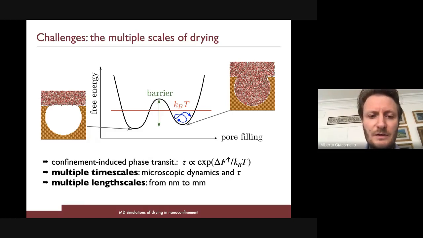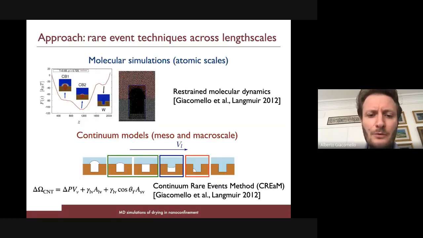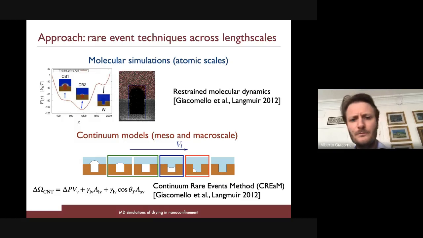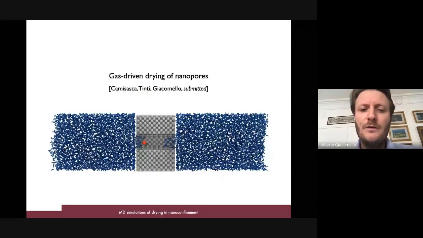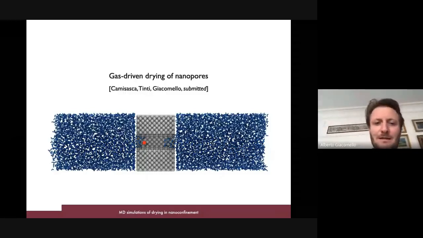of the transition itself. We have elaborated also analogous methods for continuum models. So today I will talk about how drying of a cylindrical nanopore in a hydrophobic cavity proceeds in the presence of a gas molecule, to put a little bit of spice in it.